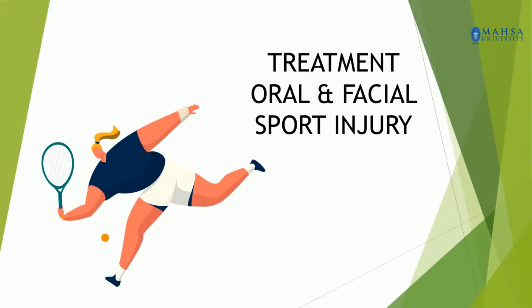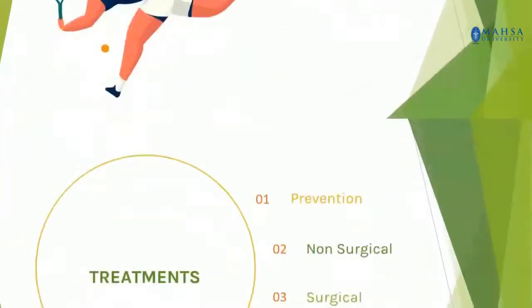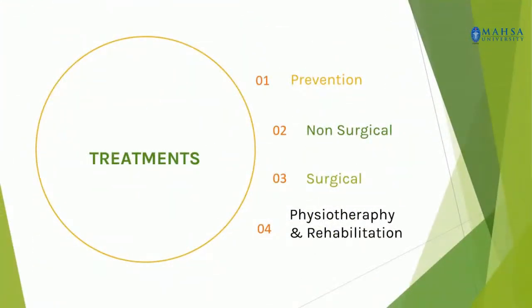and facial sport injuries. The treatment for the oral and facial sport injuries is subdivided into four main components. The most important part is prevention, which the athlete has to take on in the first place. And then we have non-surgical treatment, surgical treatment, and also physiotherapy and rehabilitation for the long run.